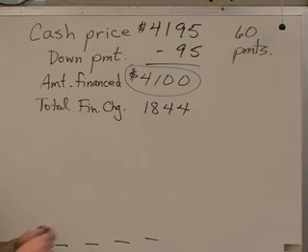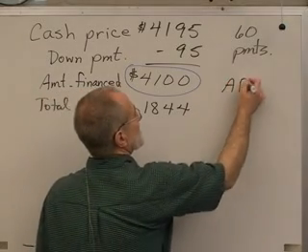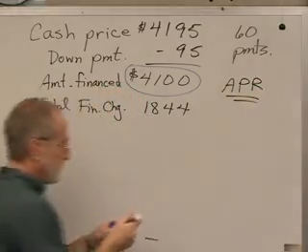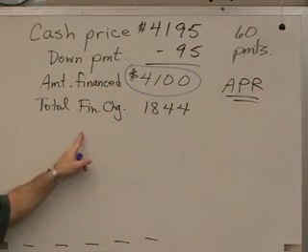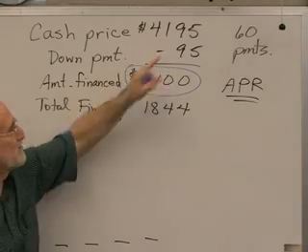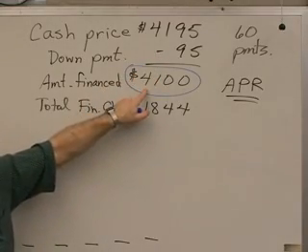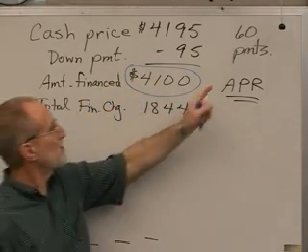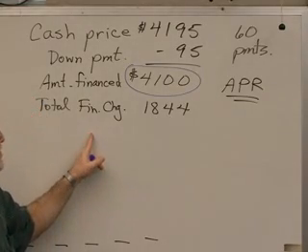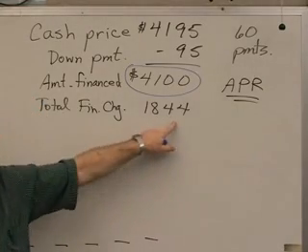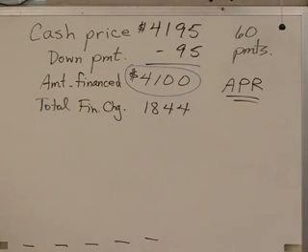All right, now we want to talk about the annual percentage rate. If we are buying a car that costs this much, we pay this much down payment, we borrow $4,100, we make a total of $5,944 in payments, so we're paying this much in interest. The question is, what is the rate at which we are borrowing that money?